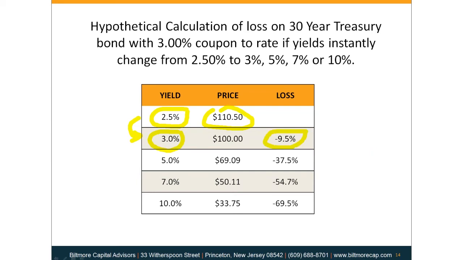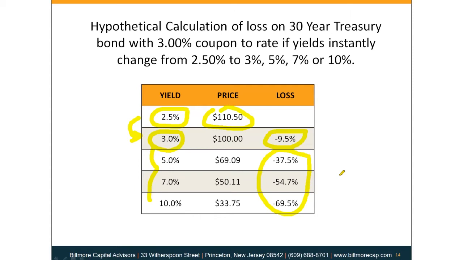And I think a yield jump up to 3% is something that could easily happen. If it were to jump to 5% or 7 or 10%, we could see losses in very, very long-term treasuries of 40, 50, even 60-some%. And this actually happened in my memory.